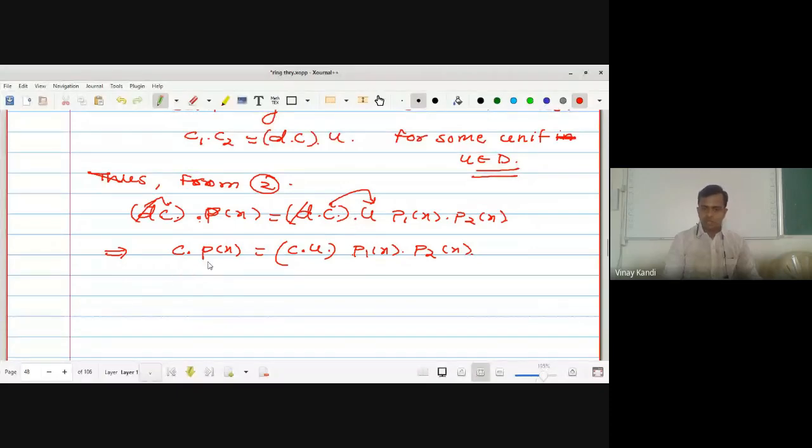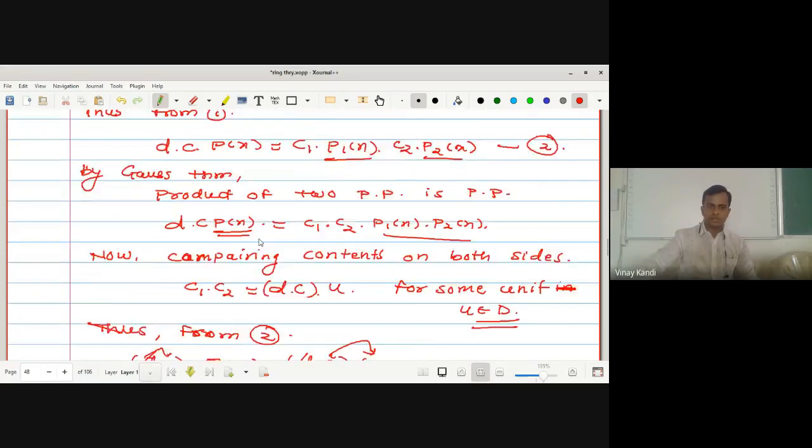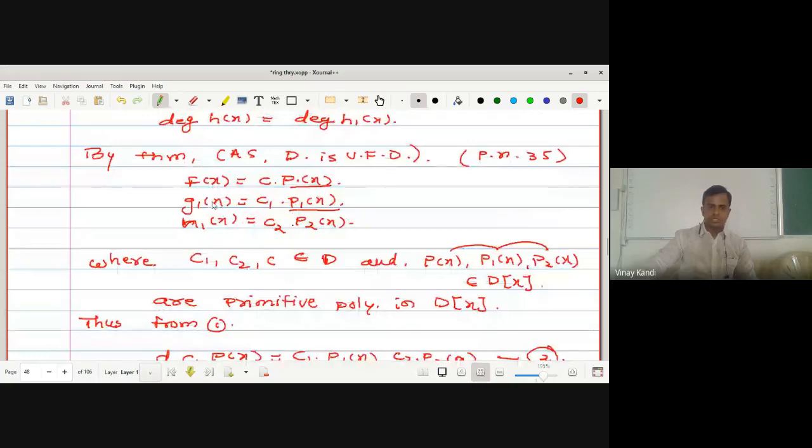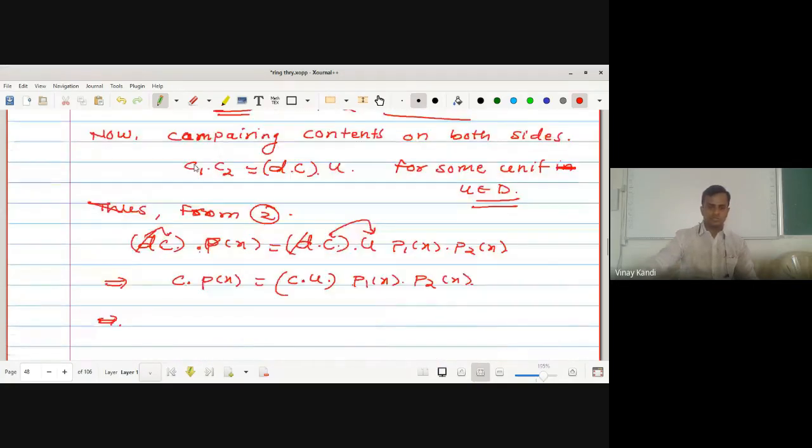Okay, so here we get c into p of x is equal to c into u into p1 of x into p2 of x. But what is c into p of x? Look here, c into p of x is f of x. So here we get f of x is equal to c into u into p1 of x into p2 of x. Call this equation number 3.